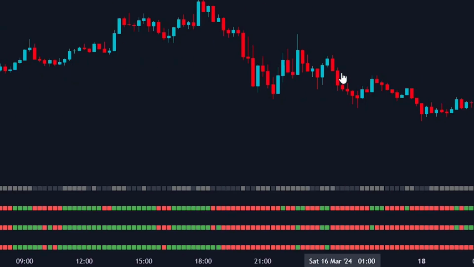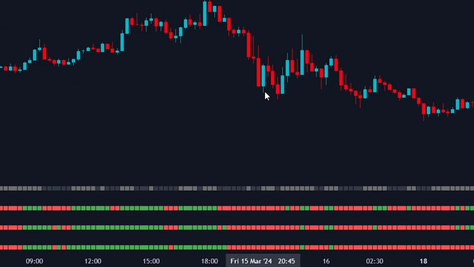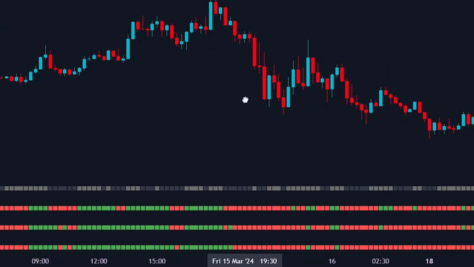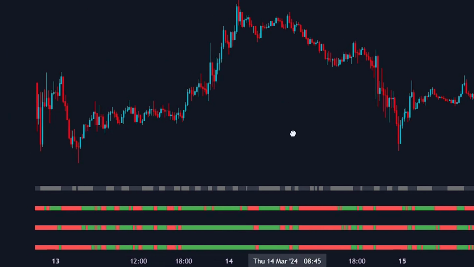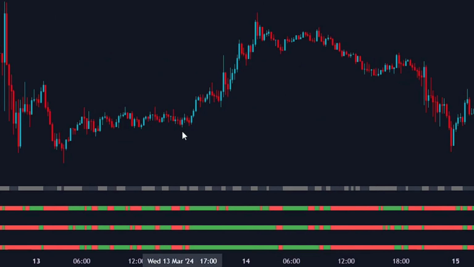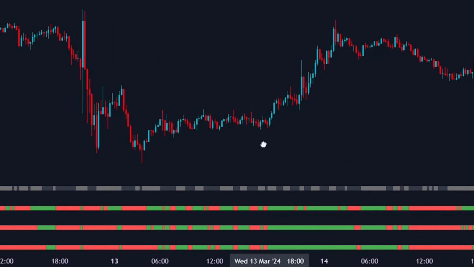Now let's talk about what exactly the EMA Trend Meter is. Essentially, it's a technical trading tool that combines multiple exponential moving averages and the stochastic RSI to give you insights into market trends and potential trading opportunities. Let's break down its components and functionality a bit further.